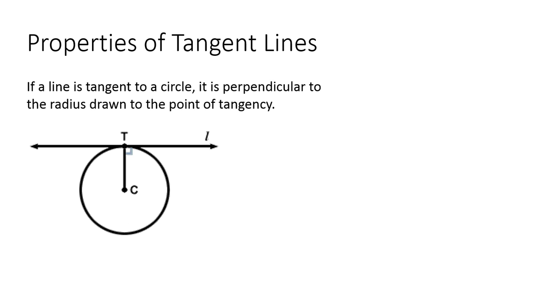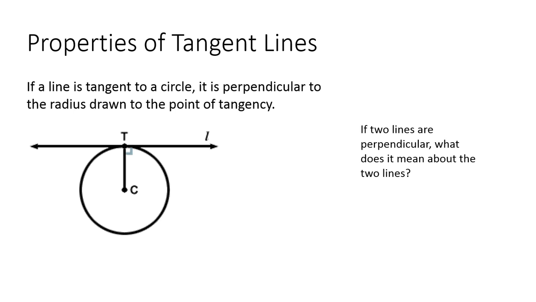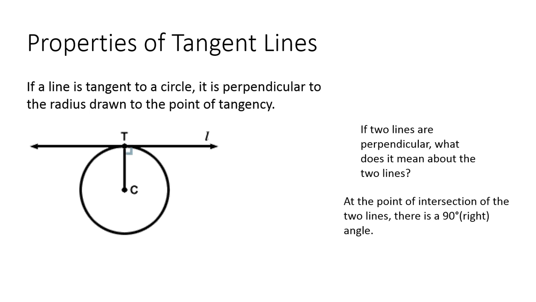Properties of tangent lines. If a line is tangent to a circle, it is perpendicular to the radius drawn to the point of tangency. If two lines are perpendicular, what does it mean about the two lines? We've been doing this all year long. Perpendicular means at the point of intersection of the two lines, there is a 90-degree right angle.